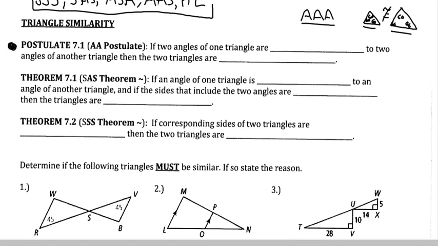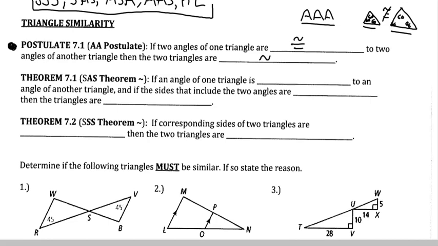A shortcut way rather than having to check all angles and then check all the sides being proportional. And that is called AA. If 2 angles of one triangle are congruent to 2 angles of another triangle, then the 2 triangles are going to be similar.